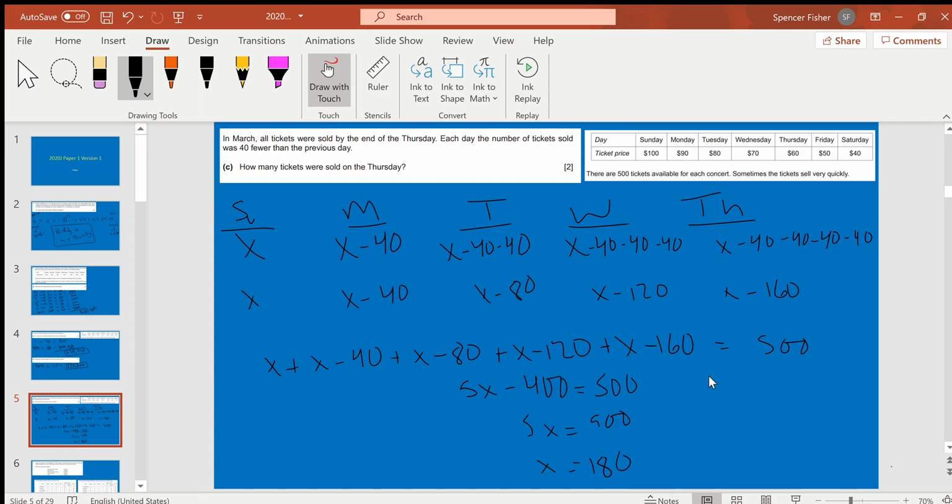And then from here, we could plug in to figure out what Thursday's supposed to be. We know Thursday is going to be x minus 160. So therefore, Thursday will be 180 minus 160, which is 20 tickets.